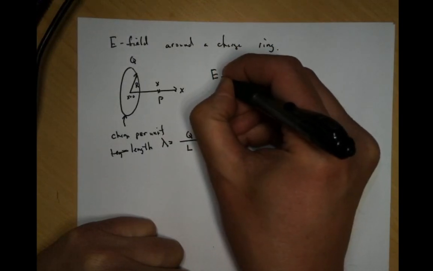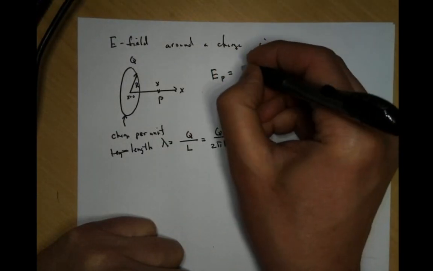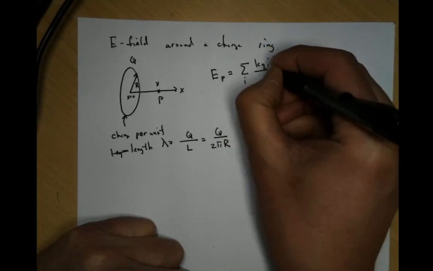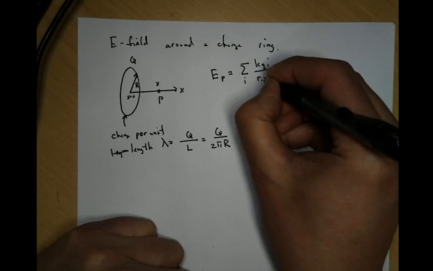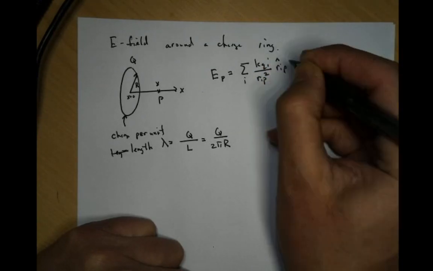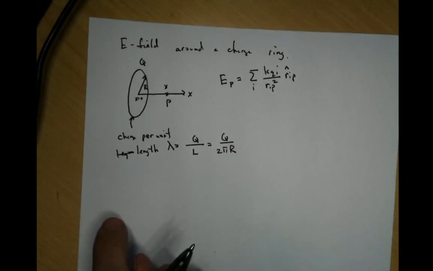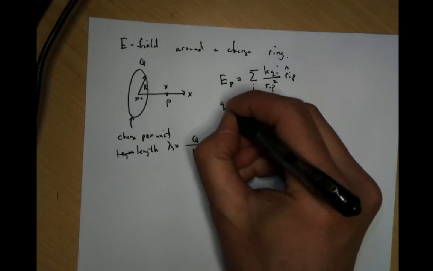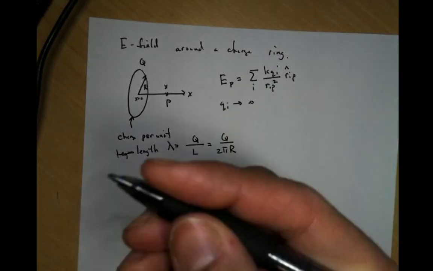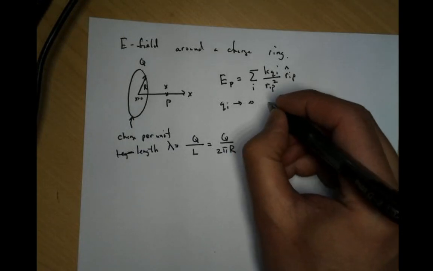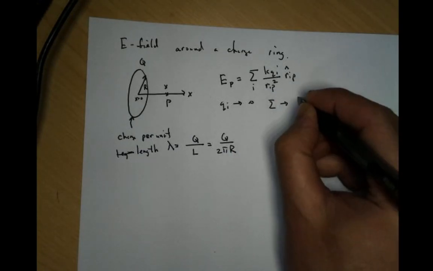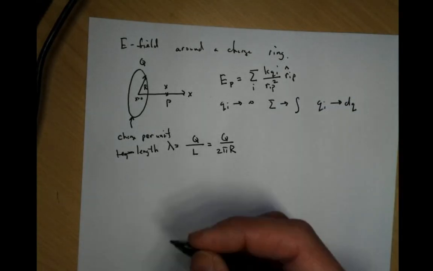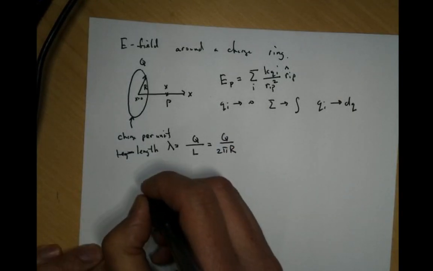So E at P, well, we decided that this was going to be the sum over i of k q_i over r_iP squared, r_iP hat, right? So I'm going to basically look at this from an integral point of view first. If I take q_i to infinity, so an infinite number of charges, but keep it finite, then the sum goes to an integral, and q_i goes to dq, right? So that makes it a lot easier. Let's go ahead and write that down now.